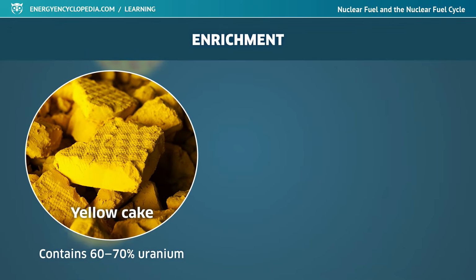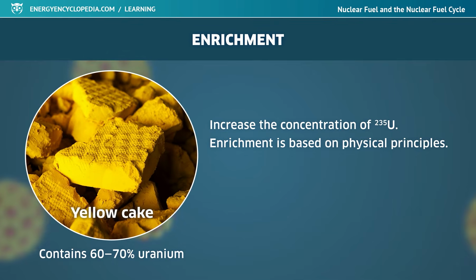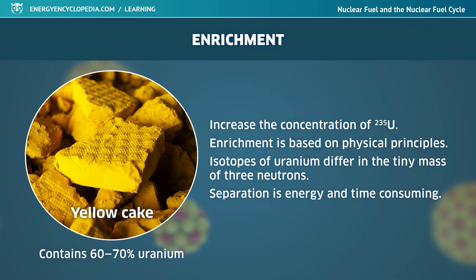The next step in the production of nuclear fuel in the first part of the cycle is to increase the concentration of the fissile isotope uranium-235. This process, called enrichment, is based on physical principles because chemically both isotopes of uranium are the same. They differ only in the tiny mass of the 3 neutrons, which is why their separation is very energy and time-consuming. There are several ways to enrich uranium.